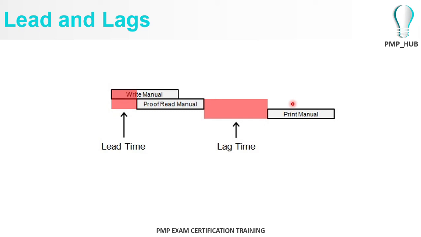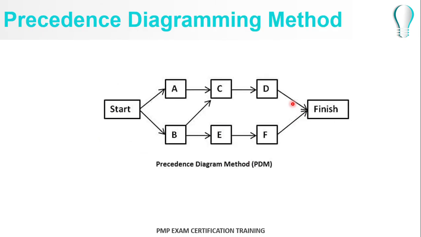So I hope you got the four relationships and also the concept of lead and lag. Once you have understood that, and once you have defined your activities in your previous process, and understood the relationships between your successor and predecessor activities, and the lead and lag times, you will be able to draw a precedence diagram with all your activities A, C, D, B, E, F, and the start and finish of your project, and you will be able to map the activity sequence.